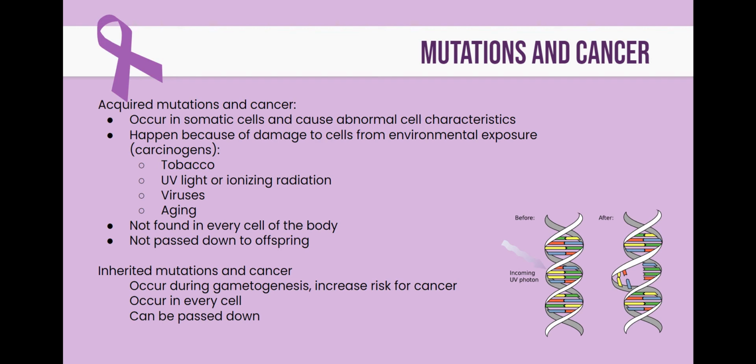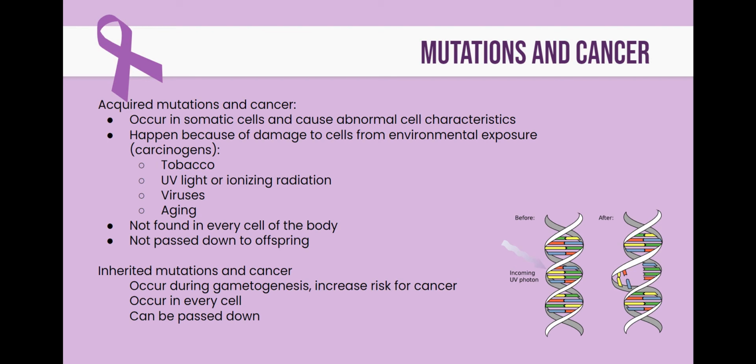Aging. So the aging process involves cellular senescence. The DNA becomes a little less stable as the telomeres get shorter. We are going to discuss aging in a separate presentation. It's important to understand that.